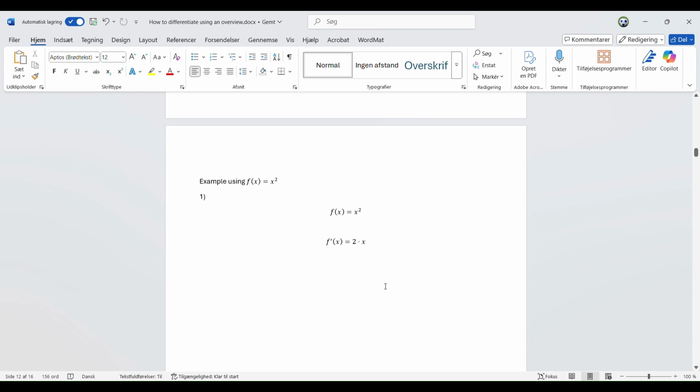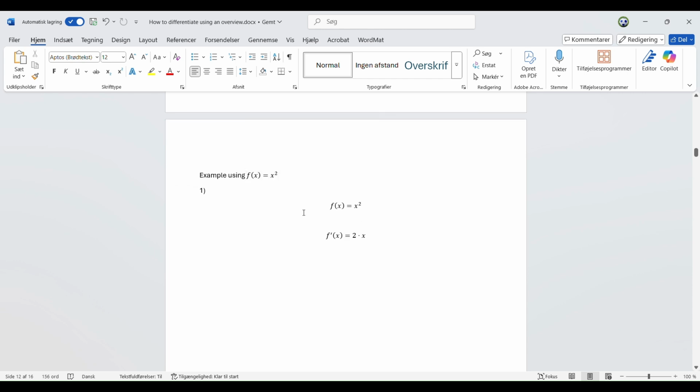We've got the next one. That's x squared. If we've got our function called x squared, we have a look at our overview. So f of x equals x squared. Then our first order derivative would be 2 times x. So we just write that down, x squared, and down here f prime of x equals 2 times x.